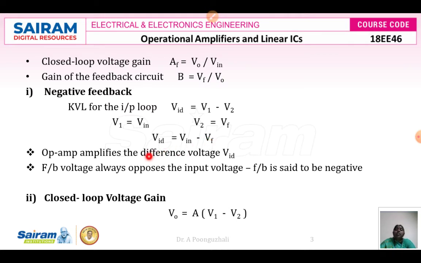Generally your op-amp is going to amplify the difference voltage VID. So now, as I said, a feedback voltage is going to always oppose the input voltage there. So we say feedback is going to be negative. Now we are supposed to find out your closed loop voltage gain. So closed loop voltage gain is nothing but V0 is equal to A into V1 minus V2.